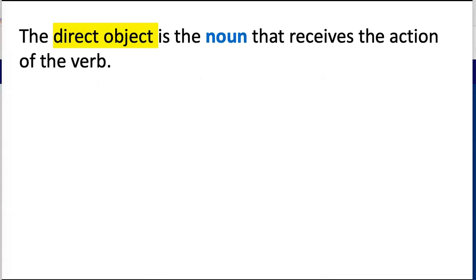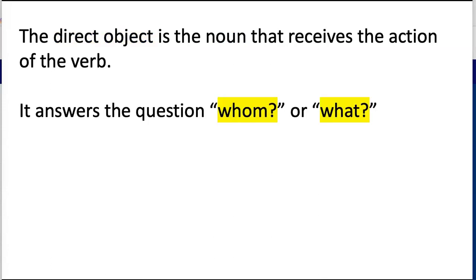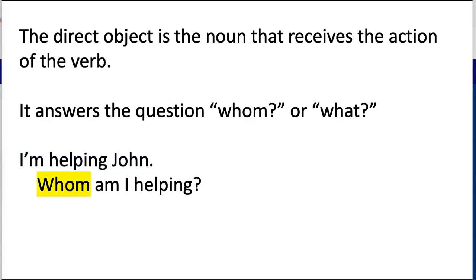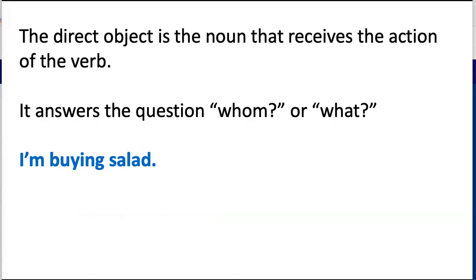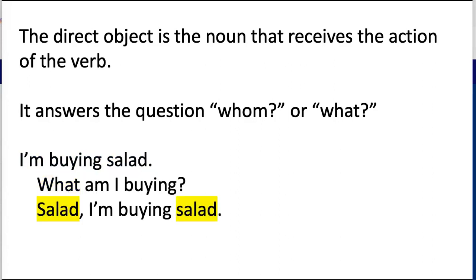The direct object is a noun that receives the action of the verb. It answers the question whom or what. In this sentence, I'm helping John. We ask, whom am I helping? John. I'm helping John. Therefore, John is the direct object. I'm buying salad. What am I buying? Salad. I'm buying salad. Salad is the direct object.